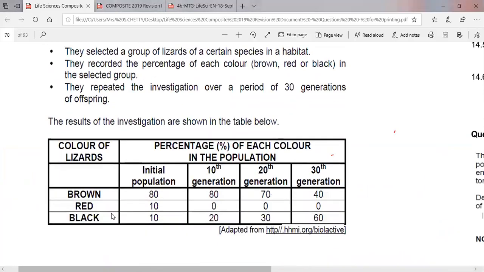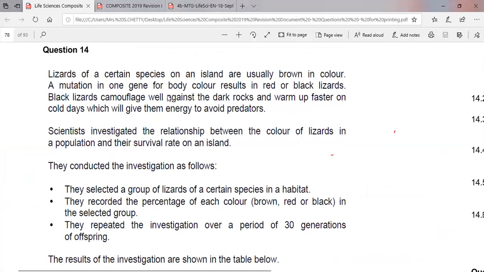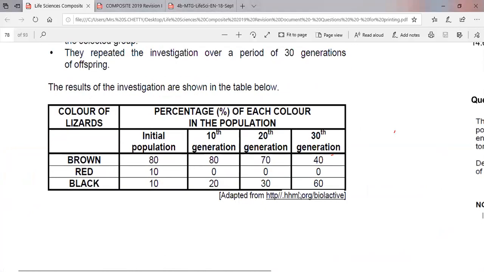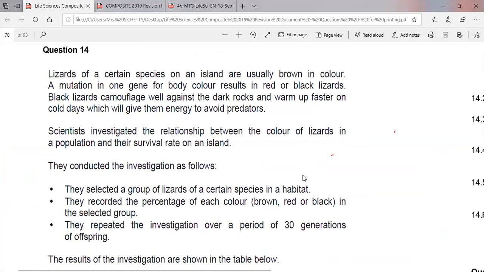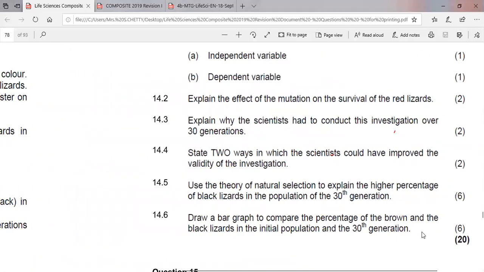Red lizards, what would be the effect? Oh my goodness. So they were very noticed against the dark rocks. They were not camouflaged by the dark rocks, and the predators were able to spot them, and so they were eaten. Okay, causing them to decrease in number until they became zero. So that mutation was a dangerous mutation.